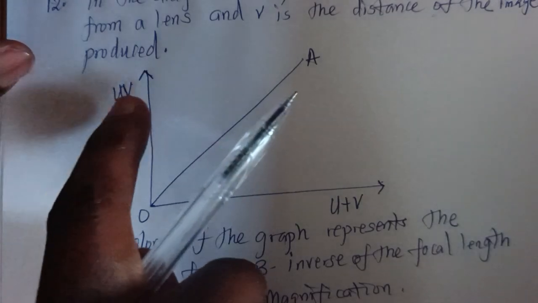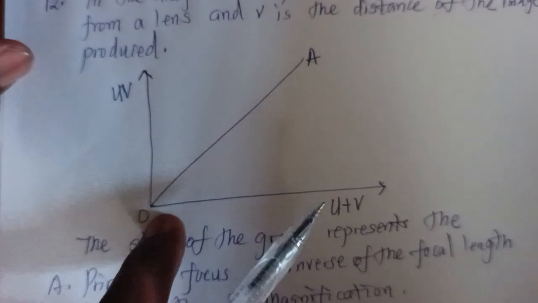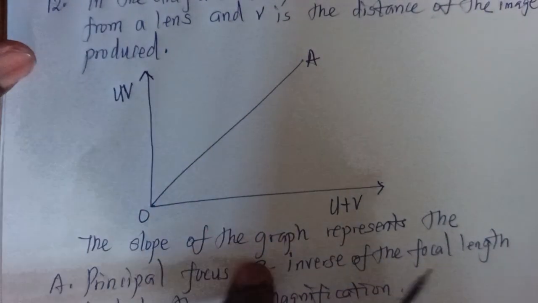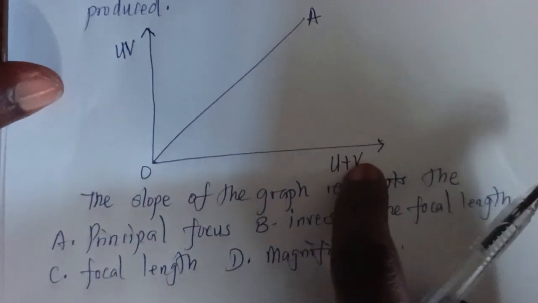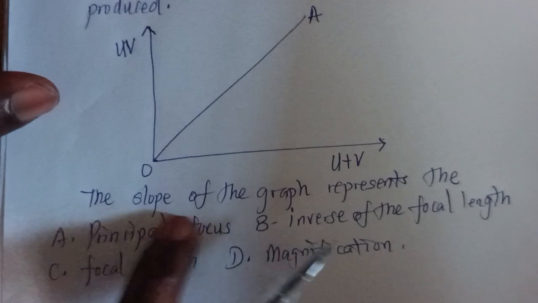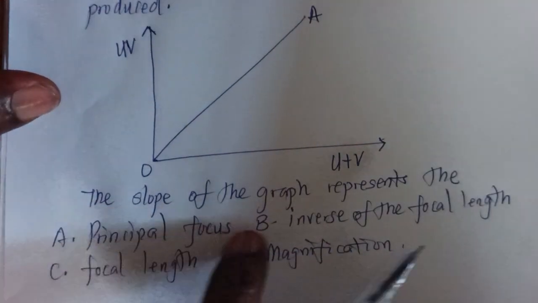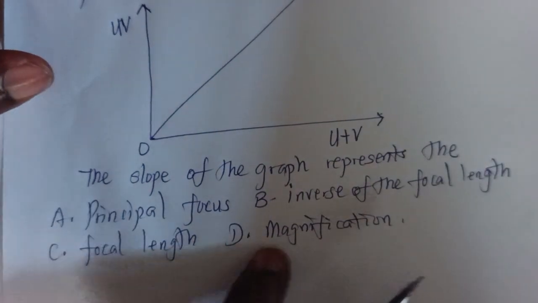So we have u times v, that is the product of the object distance and the image distance, on the vertical. Then on the horizontal, we have the sum of the object distance and the image distance. Then the question is: the slope of the graph represents the, A, principal focus, B, inverse of the focal length, C, focal length, D, magnification.